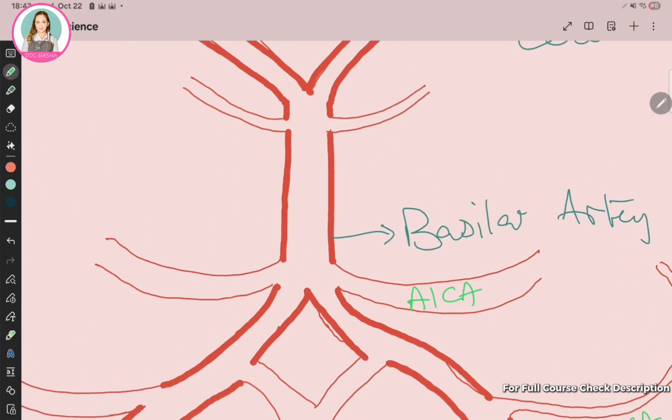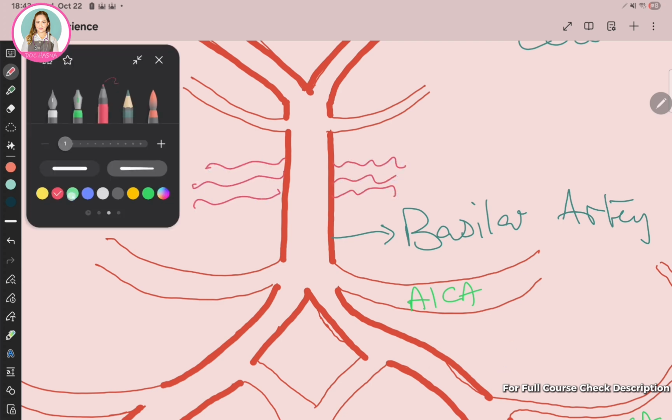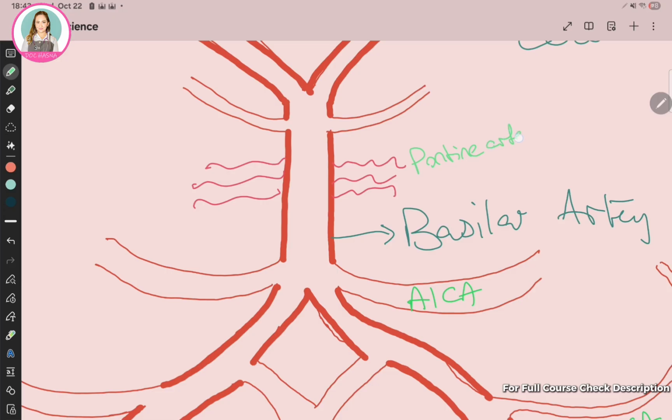Another thing on this is the pontine arteries. They're coming like this, 3 of them on both sides. They're coming out of the basilar artery. So let's name them as well. These were the pontine arteries.